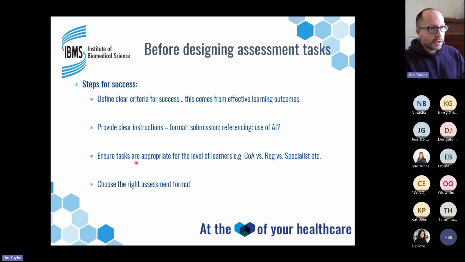Make sure that tasks are appropriate for the level. So don't try and reuse tasks across multiple different qualifications without at least considering the impact of that on the student that's doing that qualification. And make sure that you're choosing the right assessment format. As we'll see in a minute, some assessment formats are much better at getting to the bottom of certain types of knowledge than others.